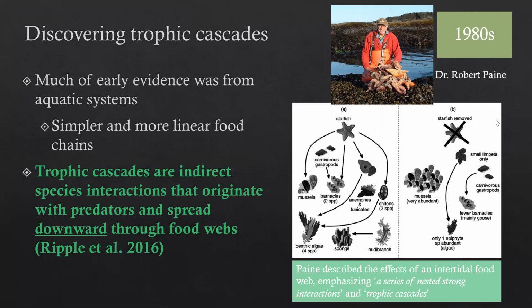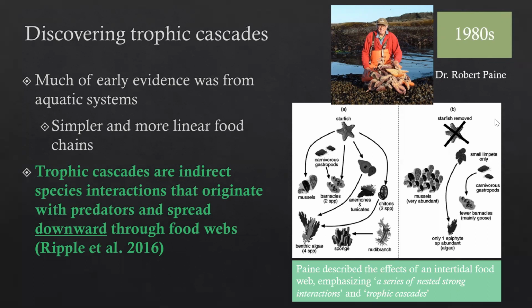And so basically what Robert Paine did, he went along the intertidal coast of Washington. And what I mean by intertidal is that at times during the day, the water is really high, and at other times, as the tide goes out, the water level drops. Those are known as intertidal zones. Well, he noticed that there were areas of those intertidal zones that lacked starfish, and then there were areas that had starfish. And then he started counting the number of other species that were available there.